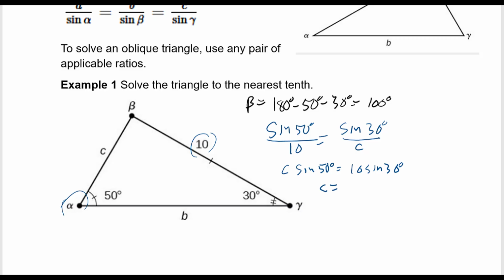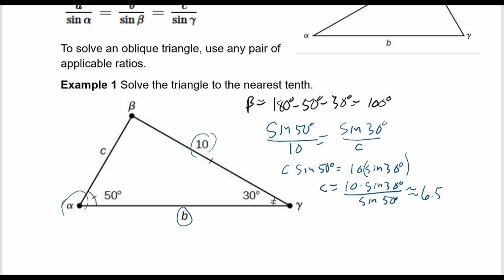So C equals 10 times sine of 30 degrees divided by sine of 50 degrees. So C is approximately 6.5. And then to get B, do the same thing.